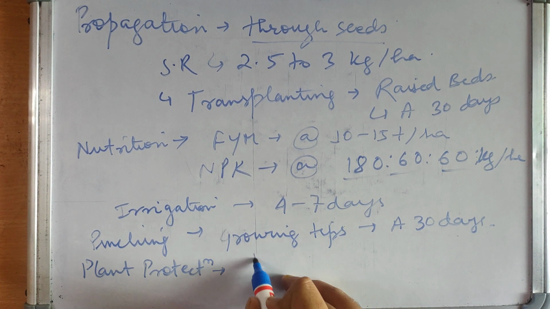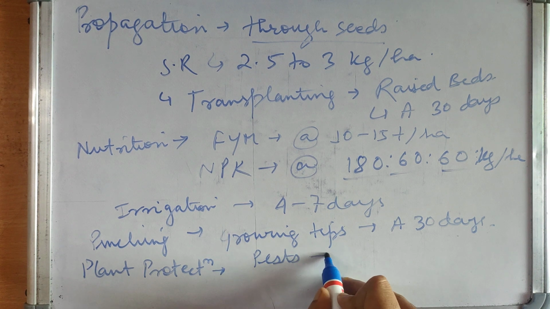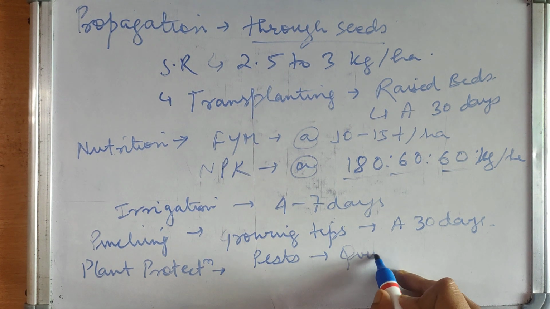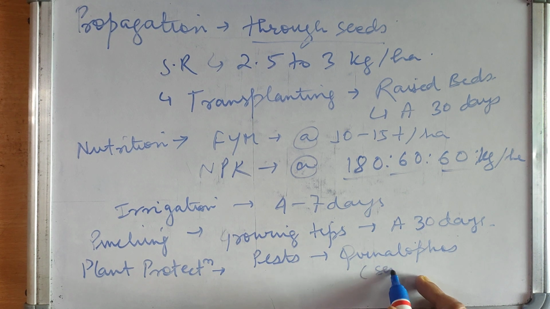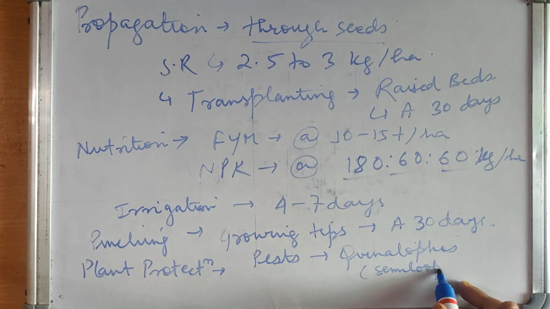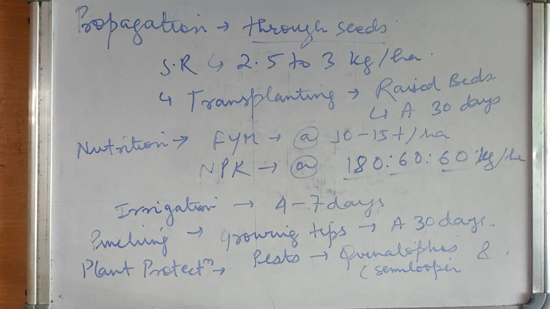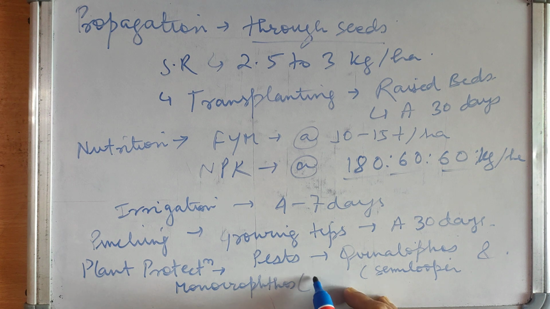For pests, we need to spray quinalphos, this is for semi-looper, and monocrotophos, this is for leaf miner.